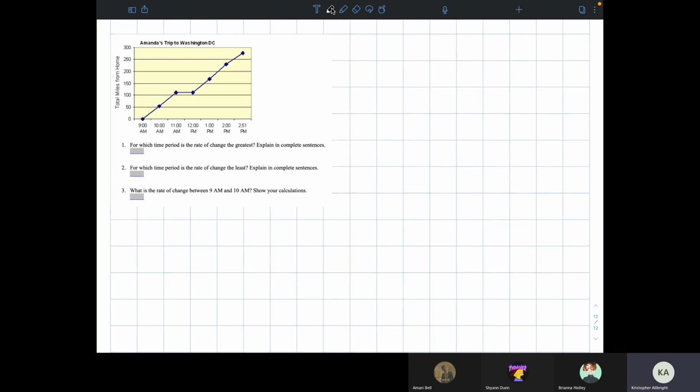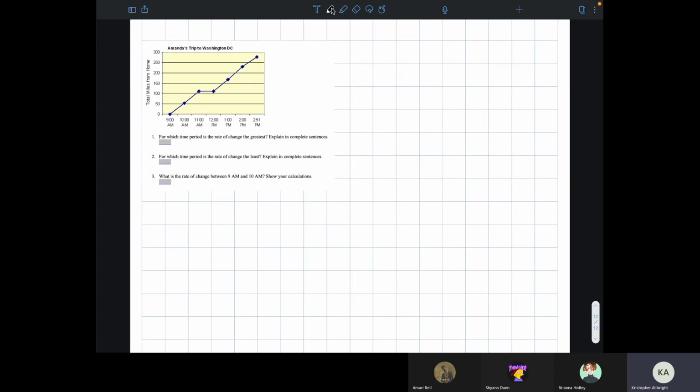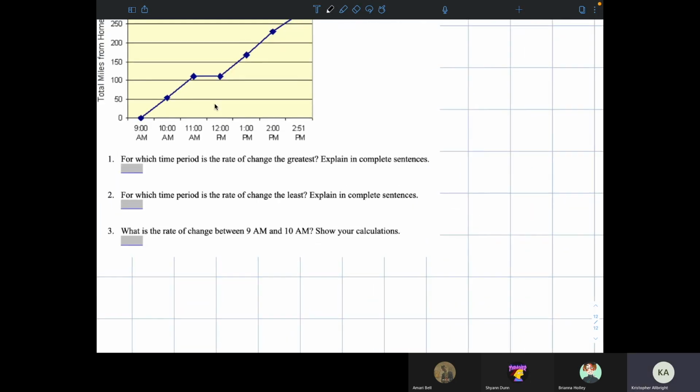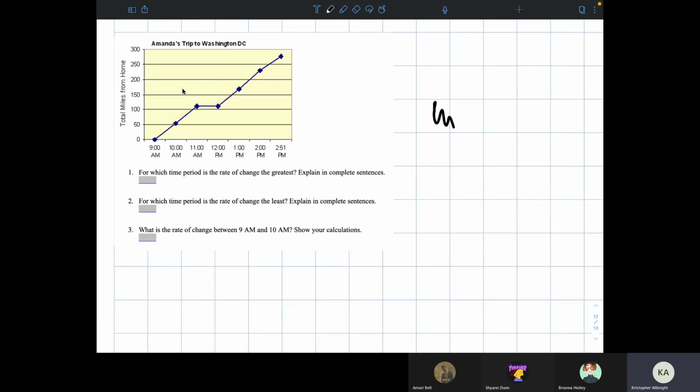So we say, okay, well, for which time period is the rate of change the greatest? Explain in complete sentences. So we're looking for how fast she was changing. And the rate of change, this is not a rate of change from 9 to 11. That is steady. She's not changing her speed. She's driving a constant speed. There we go.